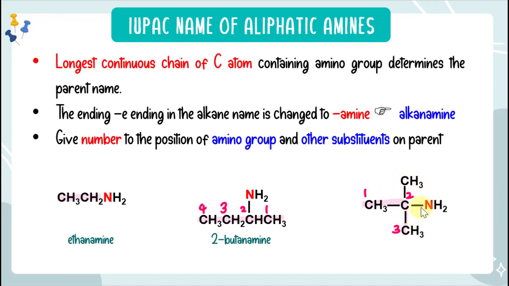So the IUPAC name for this structure is 2-methyl, we have a methyl group on the second carbon, 2-propanamine, because the amino group is also on the second carbon. So basically, this is how you name the primary aliphatic amine. If you look at the nitrogen, it only has one alkyl group attached to it. So only one hydrogen from the ammonia molecule is replaced by the alkyl group.